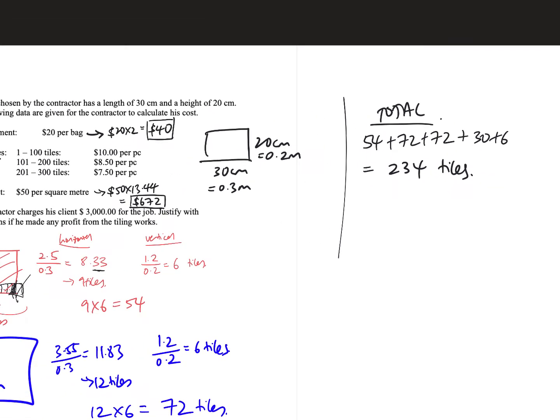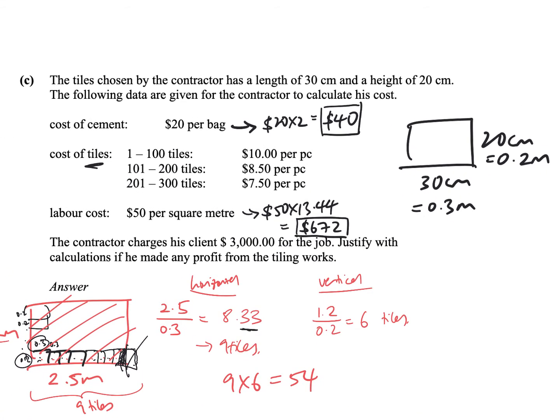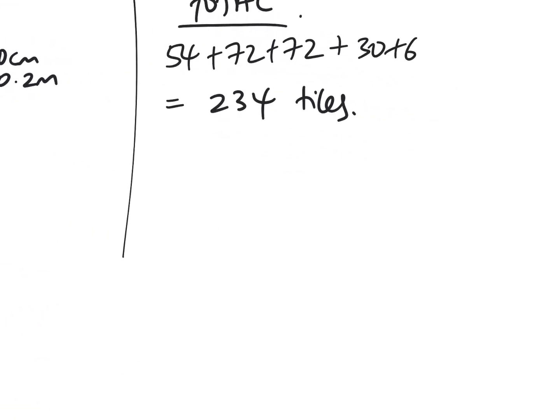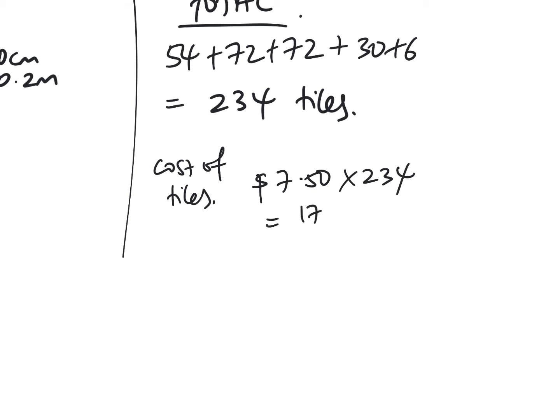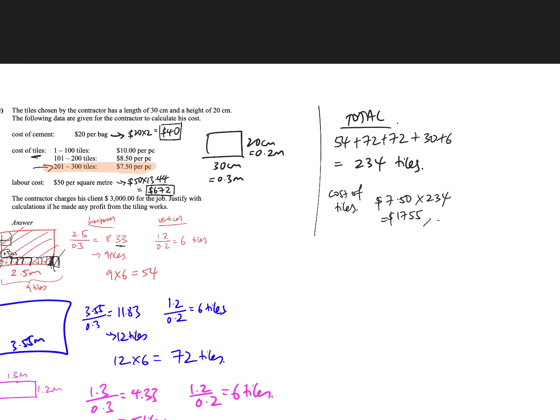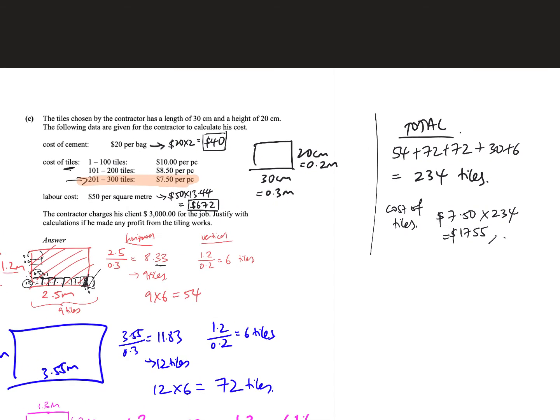And so now we can see 234, which bracket are we under? We're actually under this bracket. Right, we're actually under this bracket. 234 is here. So we are going to be charged $7.50 per piece. So what's the total cost of tiles? So the cost of the tiles is thus $7.50 per piece multiplied by the number of pieces that we have, which is $1,755. Ta-da!